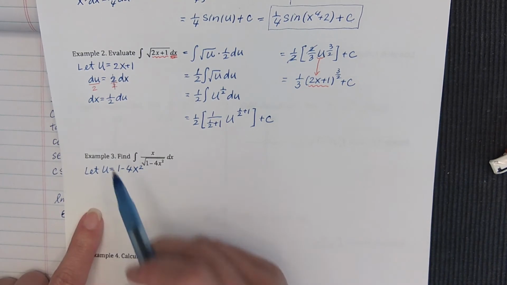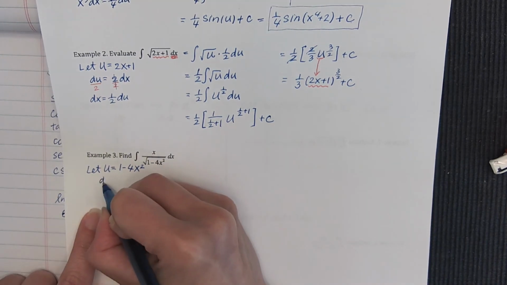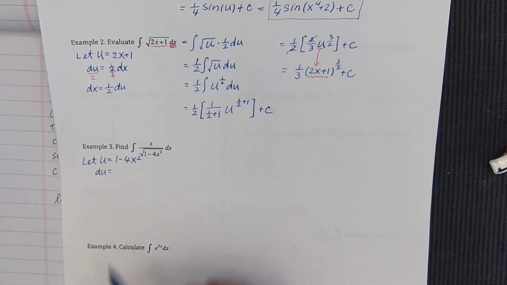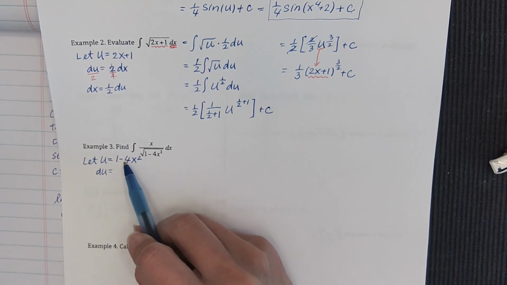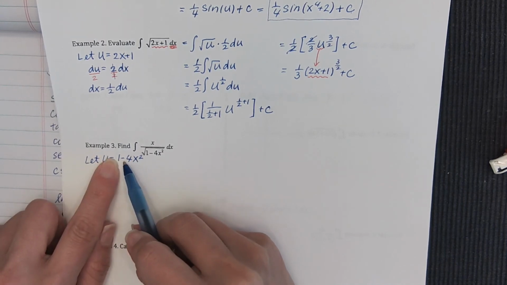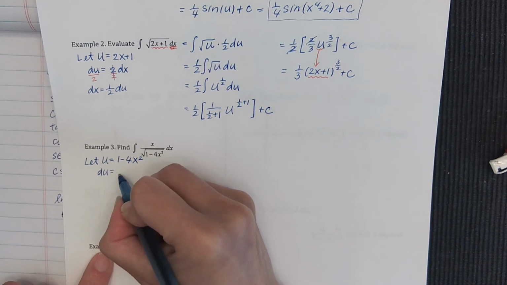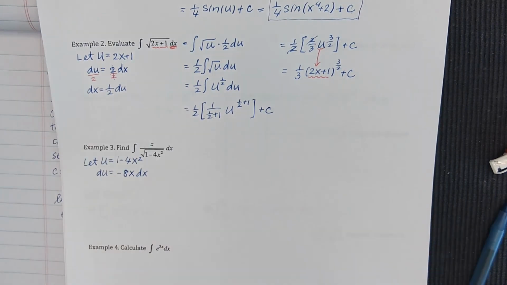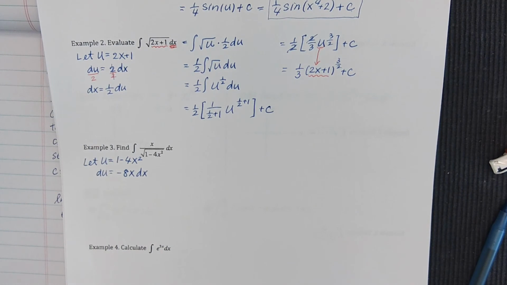What's the du here? du equals negative 8x, that's it, because the derivative of 1 is 0. The 2 comes to the front, subtract 1 from the power, so it's negative 8x. Don't forget the dx. So here's just the derivative we are taking.